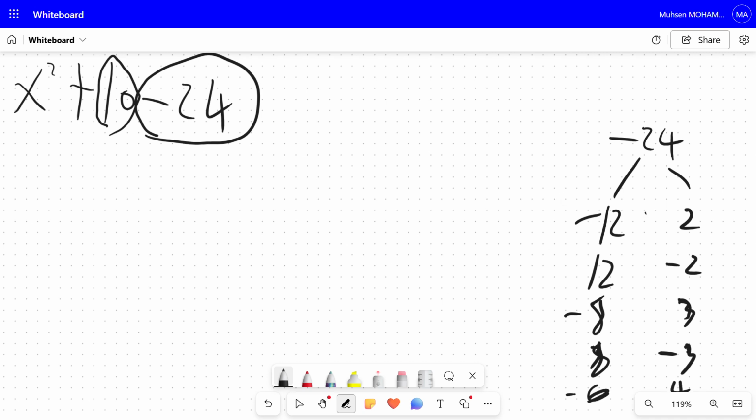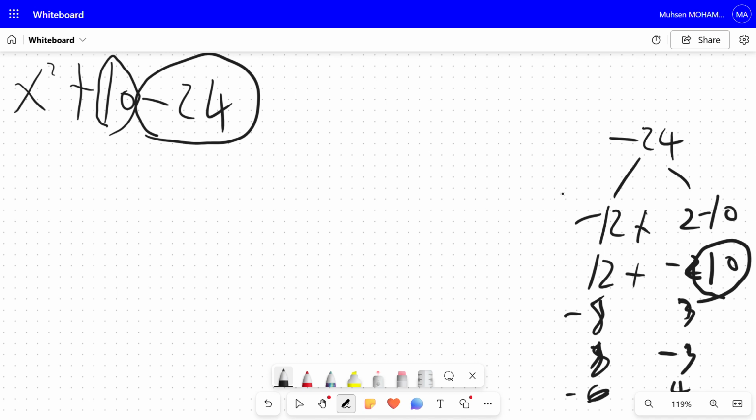And then if I try to add any of these, I find that this one would equal 10, this would equal 10, this would equal minus 10, and this would equal 10, and each of them would give me a different result. But what I found already is the 10 that I need, so now I know that 12 and minus 2 are the numbers that I need.